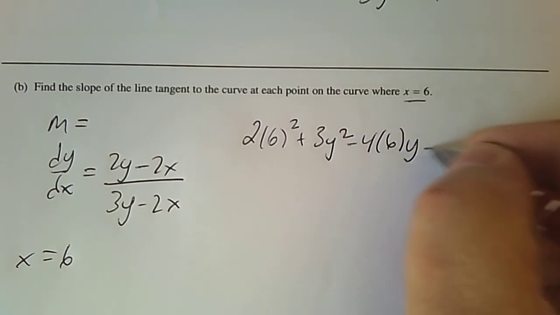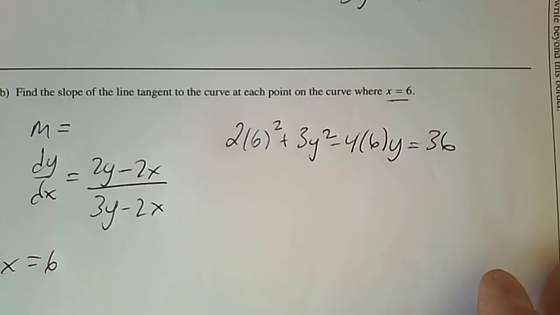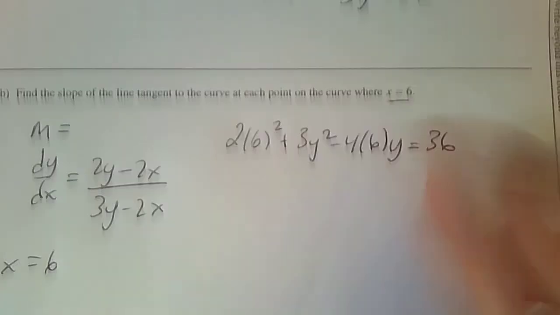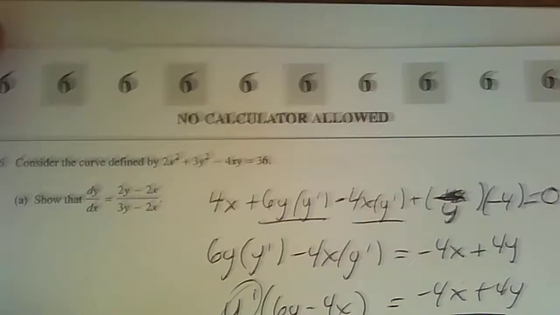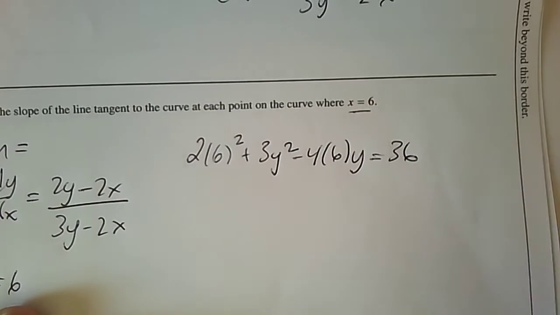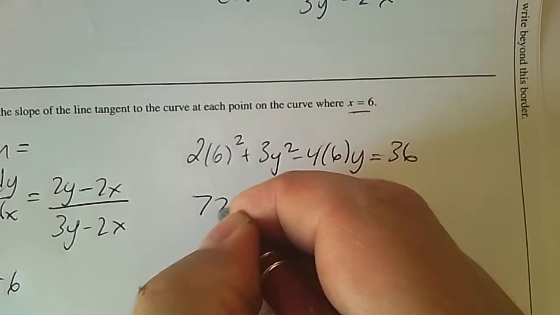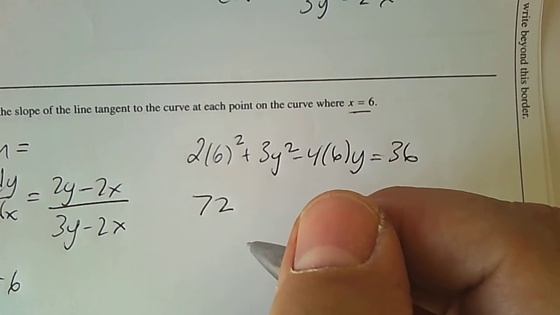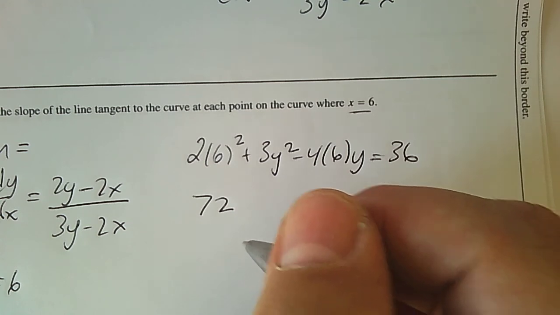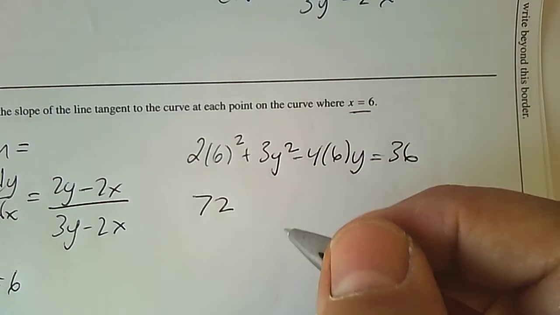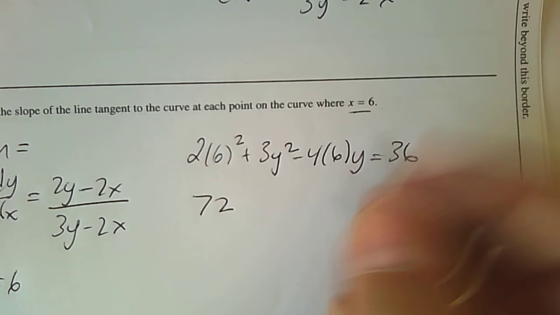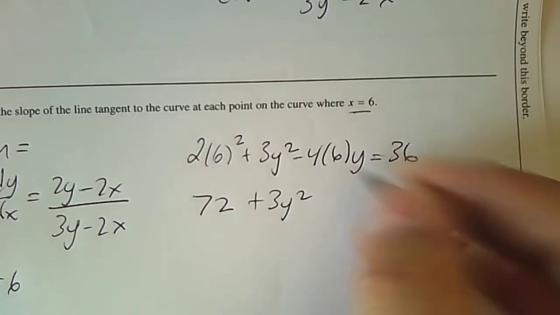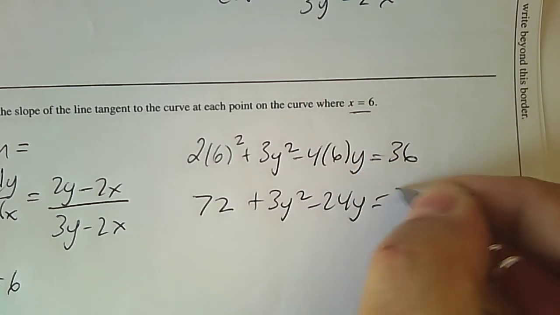we're going to plug in 6, and we're going to solve for y so we can find that slope. So I'm just plugging in, where there's an x, I'm plugging in 6 at the beginning of this question up here. So taking the original equation, taking out x, putting in 6, and solving. So 6 squared times 2 is 72, plus 3y squared, minus 24y equals 36.